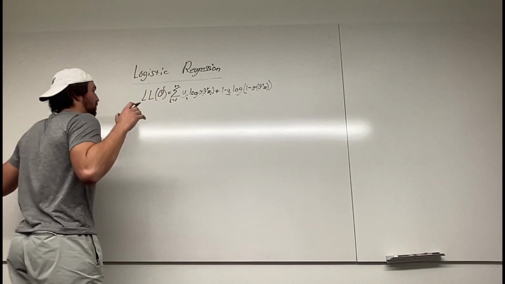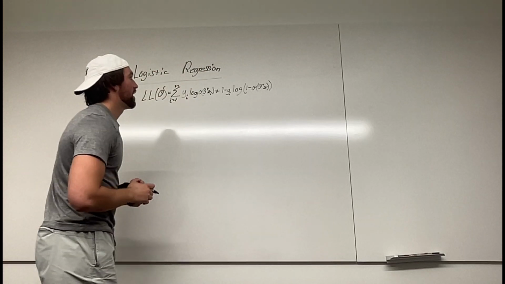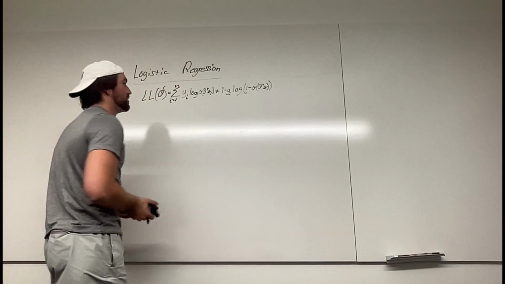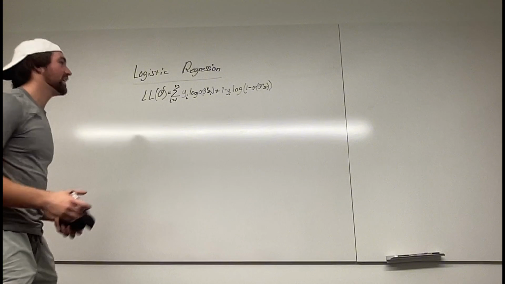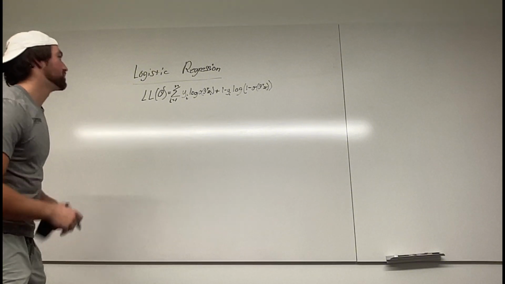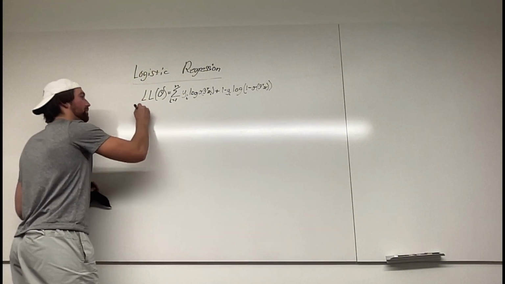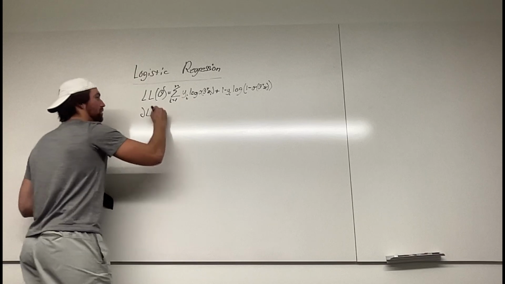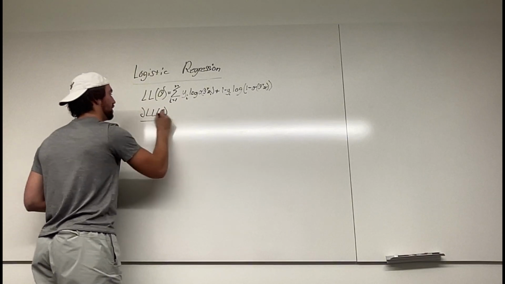With large functions like this, with any number of terms, if it's a higher order and you have a bunch of different variables, you want to take the partial derivative of it. So let's take the partial derivative.